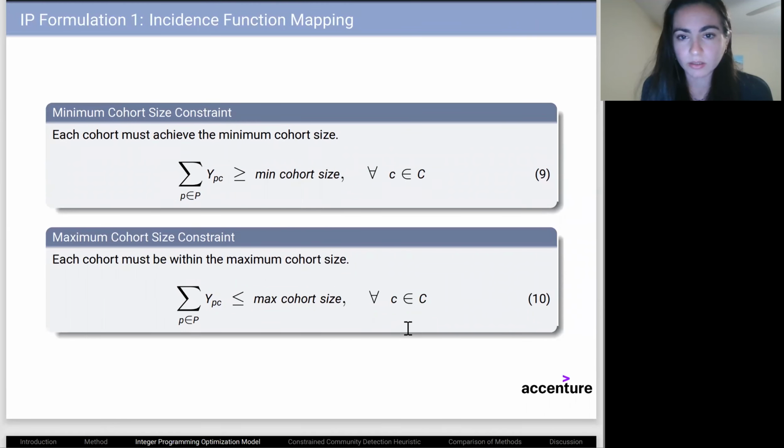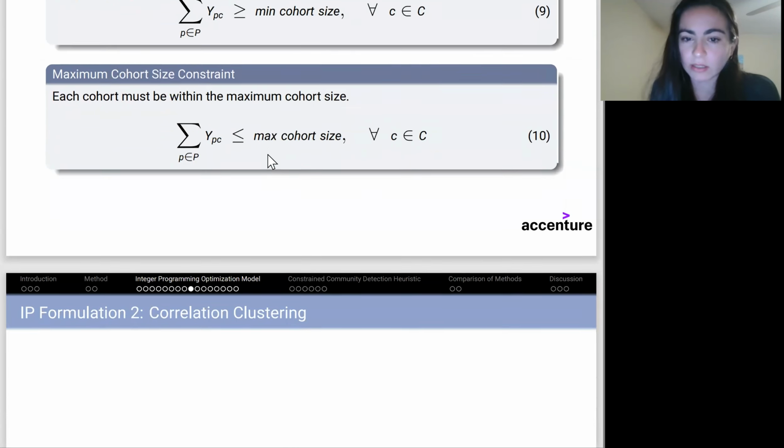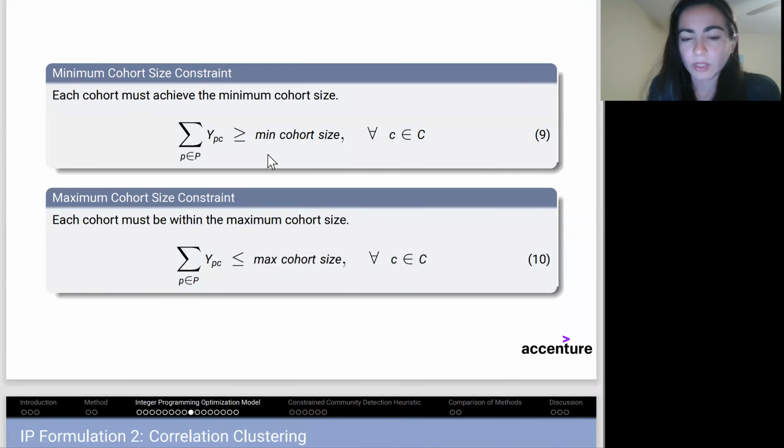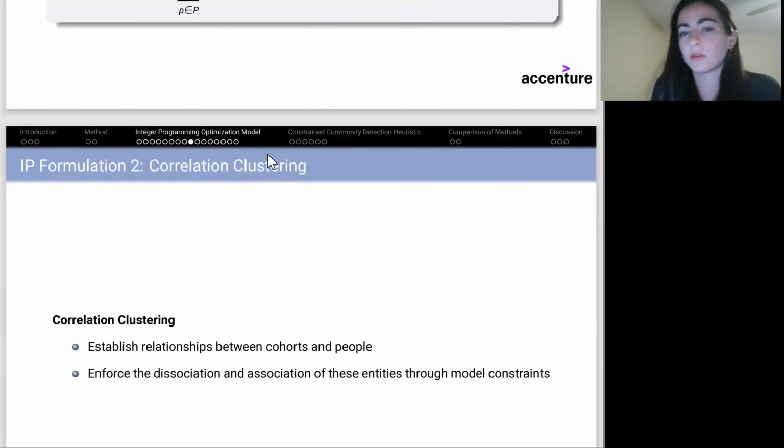And these are pretty straightforward, just our minimum and maximum cohort size constraints. And again, the user can define these. Next, we'll go on to the formulation for the correlation clustering version of the IP.